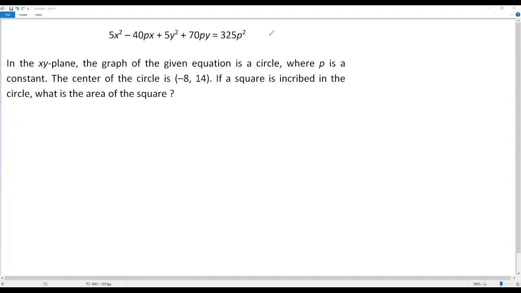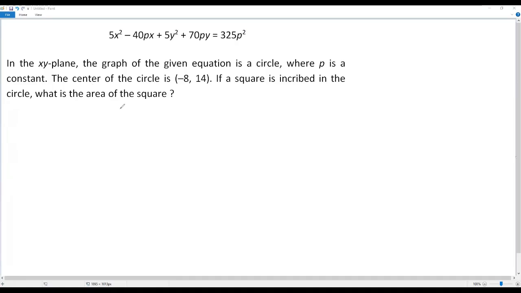Here we have a set math problem. Okay, let's go to the question. 5x² − 40px + 5y² + 70py = 325p². In the xy-plane, the graph of the given equation is a circle, where p is a constant. The center of the circle is (−8, 14). If a square is inscribed in the circle, what is the area of the square?